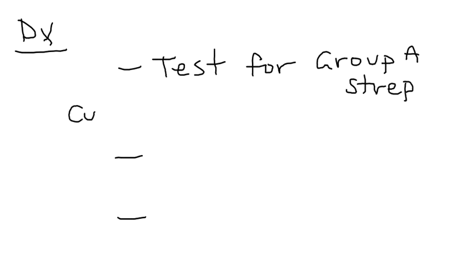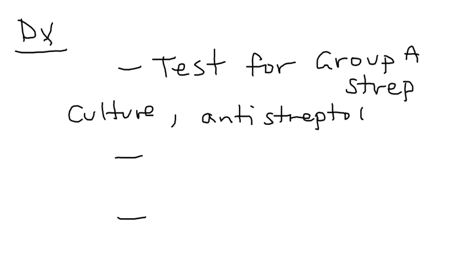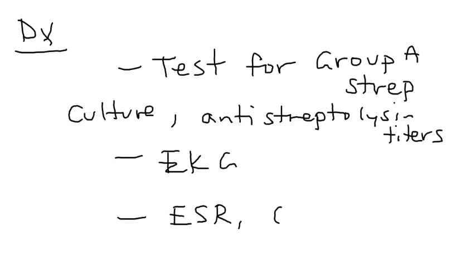You can do a culture. You can also do these titers, anti-streptolysin titers. There's a few ways of testing for group A strep. The other test that you do is an EKG, and that's part of the minor criteria I talked about. And then, of course, the non-specific indicators of inflammation, either erythrocyte sedimentation rate or C-reactive protein. And these are simple lab tests.